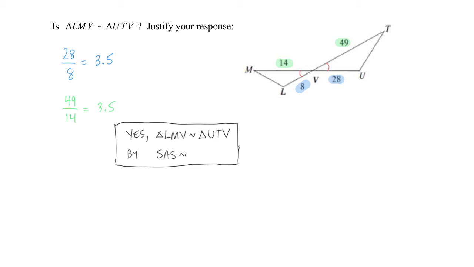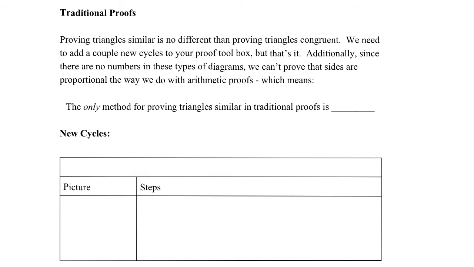And so that's all you have to say if it ends up being a no. Okay, moving on. If you want to pause the video here and work on the last page of the practice, you can do that. Or you can just keep moving forward here to the traditional proofs. So, traditional proofs are going to be just like the ones you've been doing so far, but they're actually a little bit easier. And the reason why is because you don't have the ability to do side, side, side, or side, angle, side, because there are no numbers.